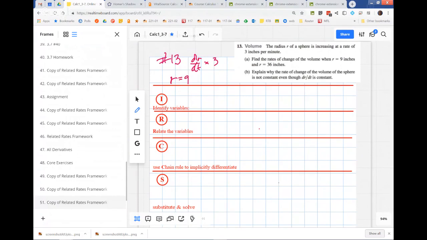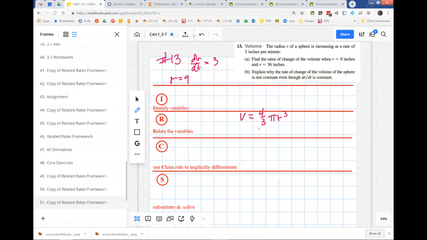Now, notice they didn't tell you anything else. So guess what you're going to have to do? You have to come up with a formula for the volume of a sphere. Well, we've already used it today. It's V equals 4/3 pi r cubed. So they're assuming you know a little bit from the past.